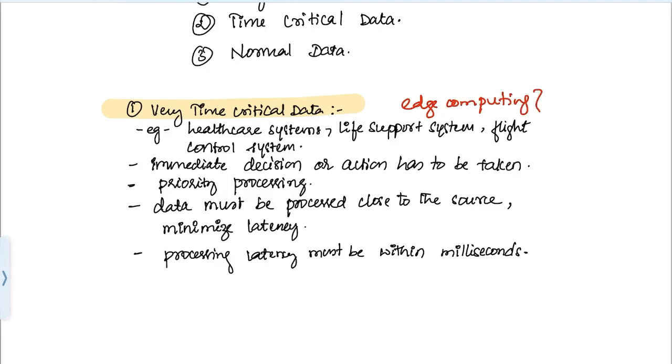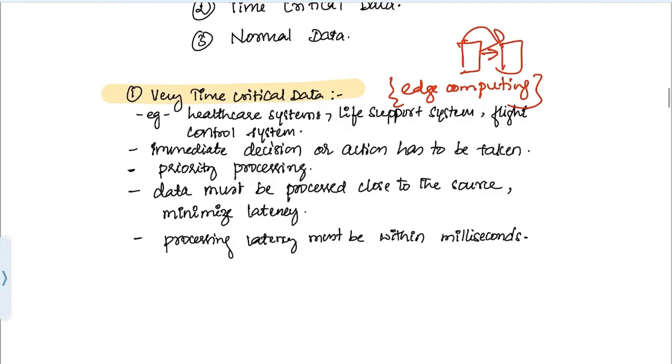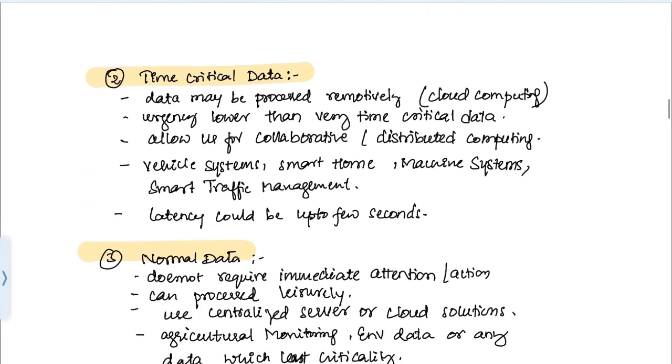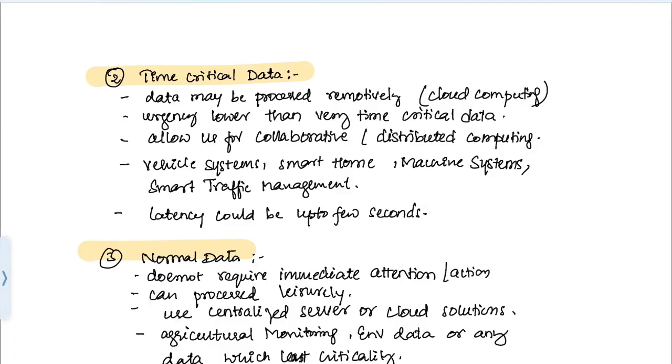Edge computing, that is right next to the sensors, it has to get processed. Okay, we'll study this edge computing, cloud computing in further topics. So here, time critical data may be processed remotely.